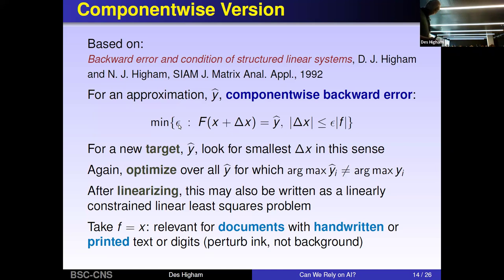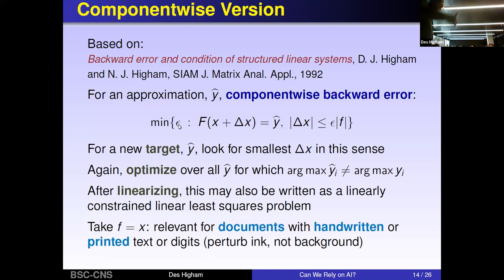Then we can do the same trick, choose a new output, y hat, and look for the smallest delta x which causes y hat to be the output. And again, optimize over all the ones that change classification. What might be surprising is that after you've linearized, you can also cast this problem in the same format. So it's still a linearly constrained least squares problem. So we can apply the same tools and find the best perturbation in this sense.